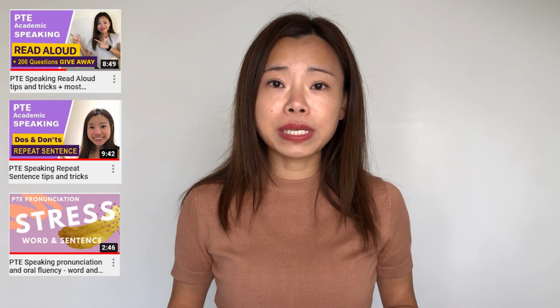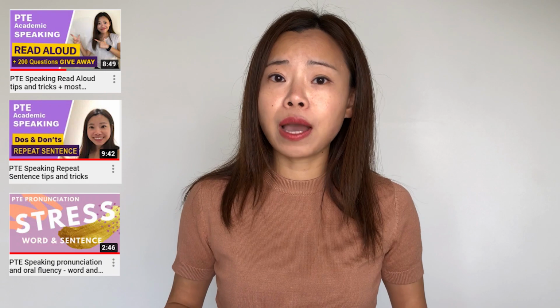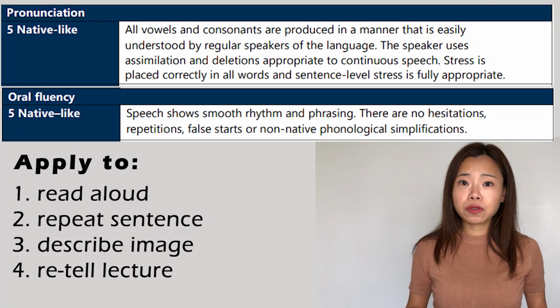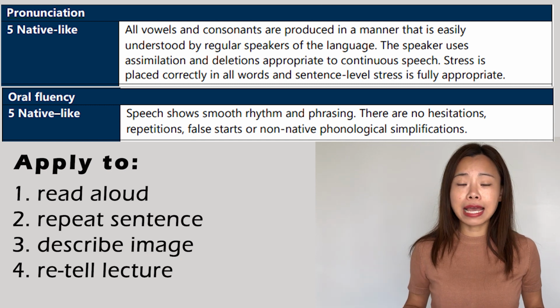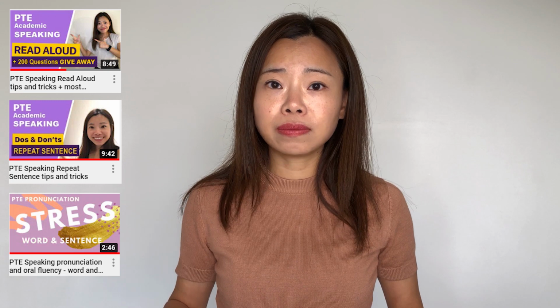In another video, I talk about oral fluency and pronunciation. They are super important for every single PTE speaking task. You need to maintain oral fluency and pronunciation even if you have to compromise on your content score. The expectation for maximum score for oral fluency and pronunciation in retell lecture is the same as every other task in PTE speaking. So check out those videos if you want more information. I want to talk more about content for retell lecture in this video.